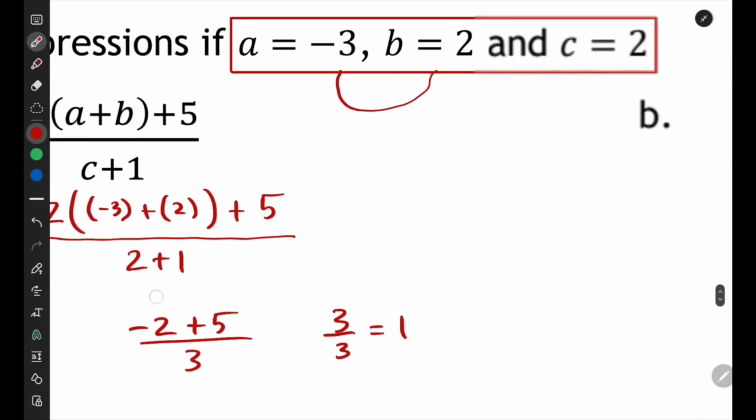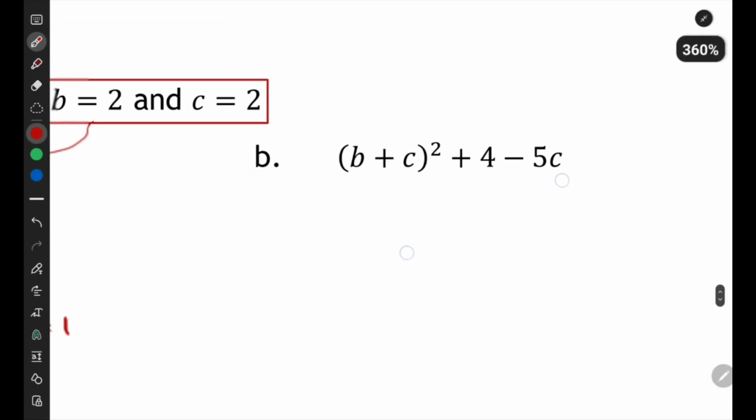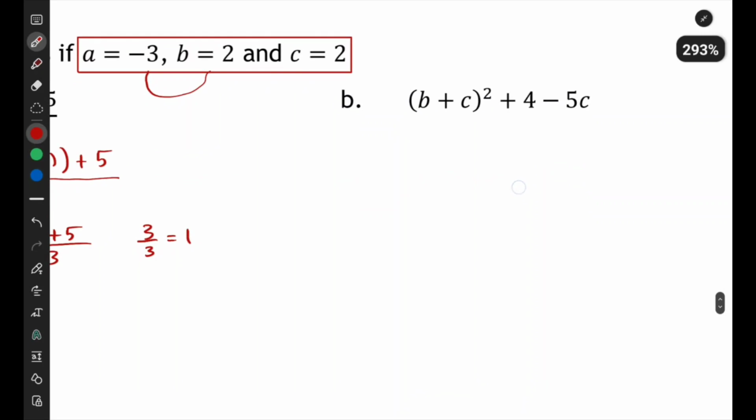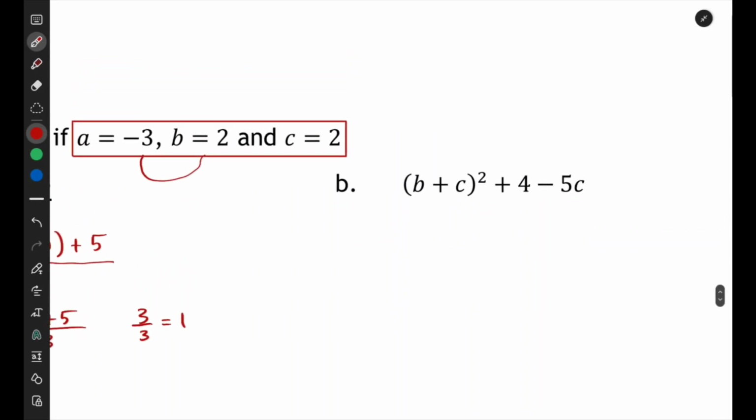Let's go to expression B. B says that we need to square a and b. There is a misconception that I'd like to address now. Those of you that are watching it, hey, you're in for a fun treat.